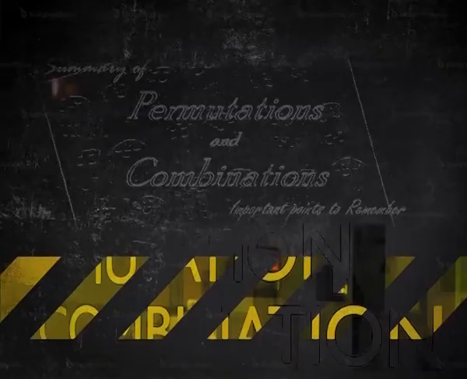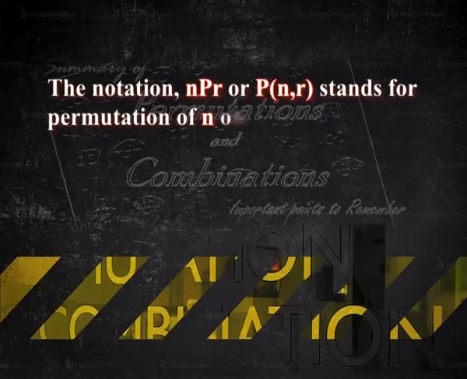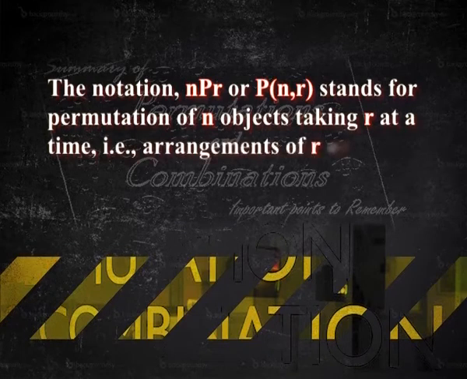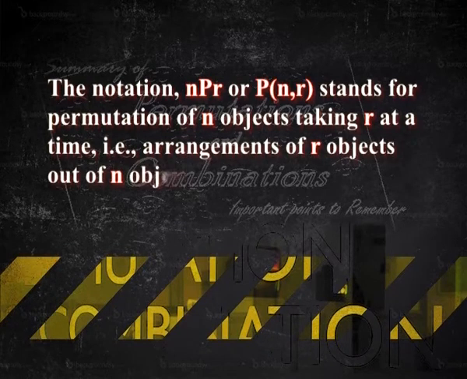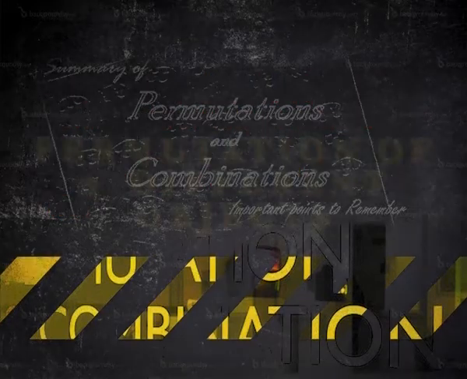Permutation is an arrangement that can be made with a given number of distinct objects by taking some or all of them. The word permutation stands for arrangement. The notation n permute r stands for the permutation of n objects taking r at a time, that is, arrangements of r objects out of n objects, when n is greater than 0, r is greater than or equal to 0, and n is greater than or equal to r.